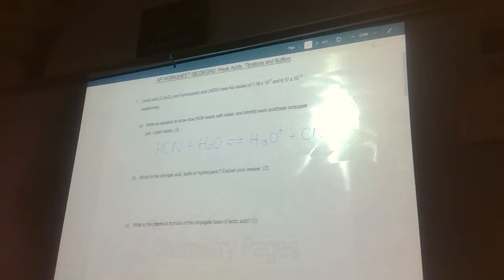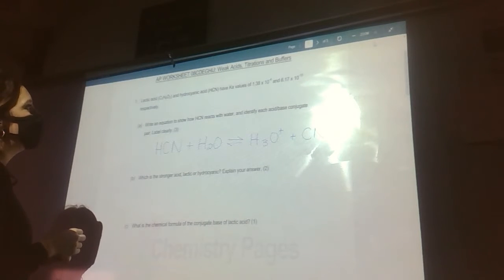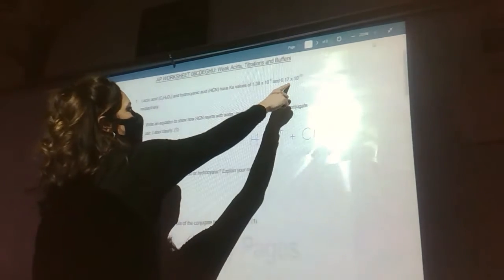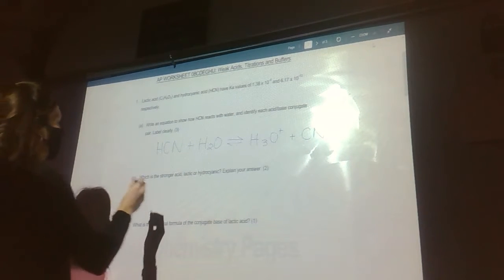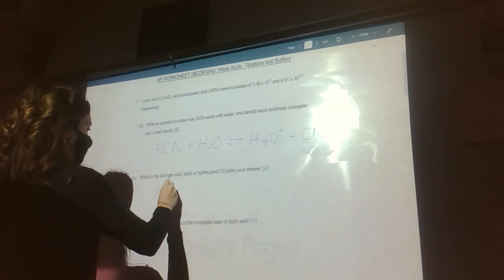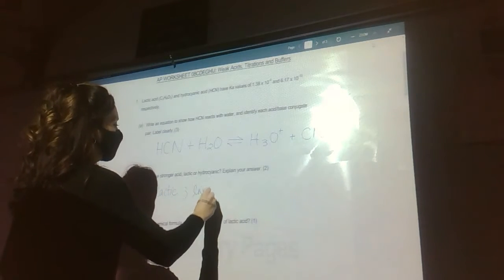Okay. Part B, which is the stronger acid, lactic or hydrocyanic? Lactic has a Ka of 1.38 times 10 to the negative 4th, and hydrocyanic acid has a Ka of 6.17 times 10 to the negative 10th. So it's lactic because it has a larger Ka.